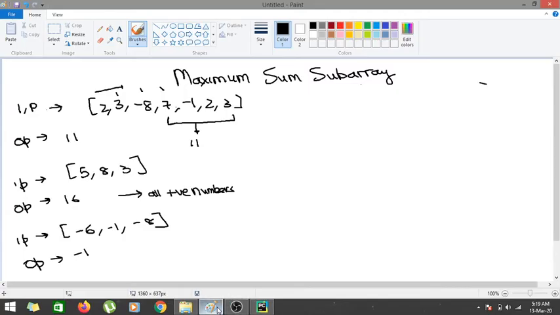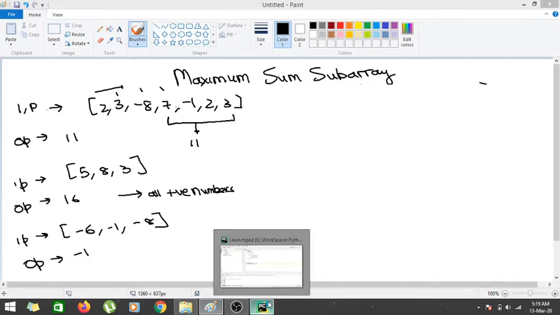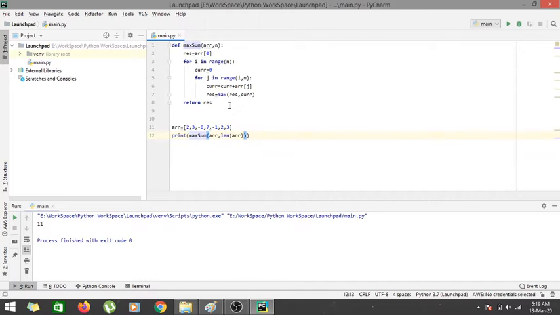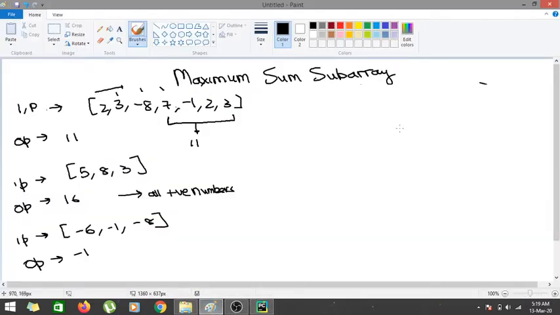So we are continuing with our maximum sum subarray. In the previous video, we had learned how to solve the maximum sum subarray in n square time. But as you know, n square is not efficient, so today we are going to learn about Kadane's algorithm. Let me write his name. So it is Kadane's algorithm.